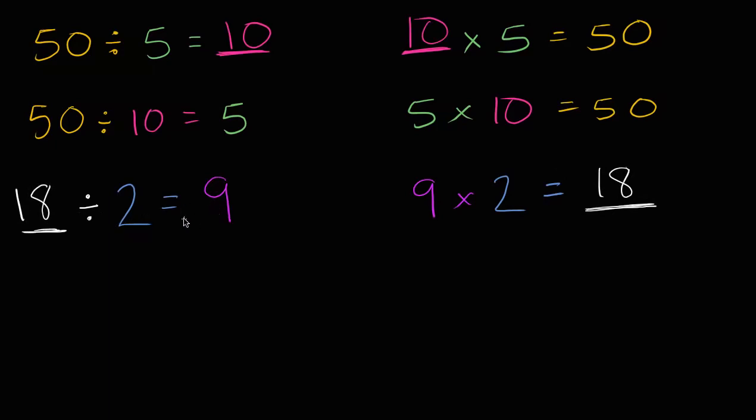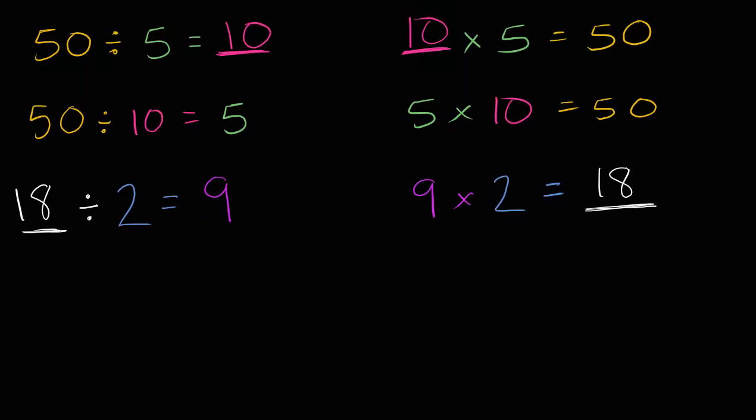And that's really describing how 18, 2, and 9 relate to each other. 2 9s is 18, or 9 2s is 18. Or if I were to divide 18 into 2 groups, each group would have 9. Or if I were to divide it into groups of 2, you would have 9 groups. Any way you look at it, 18 divided by 2 is 9. 9 times 2 is 18.